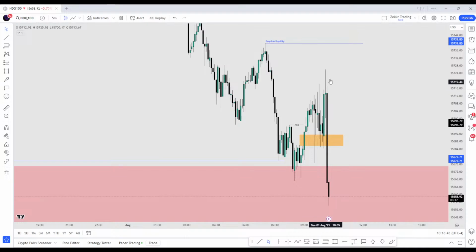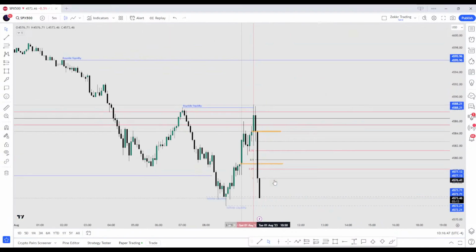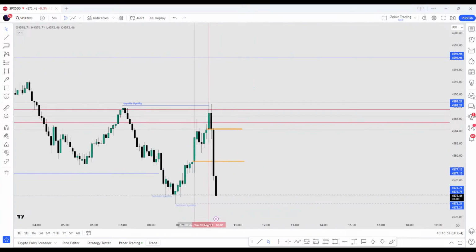So Nasdaq is just going down. It's back inside. So yeah, this is not my trade anymore. This is still drawing liquidity.